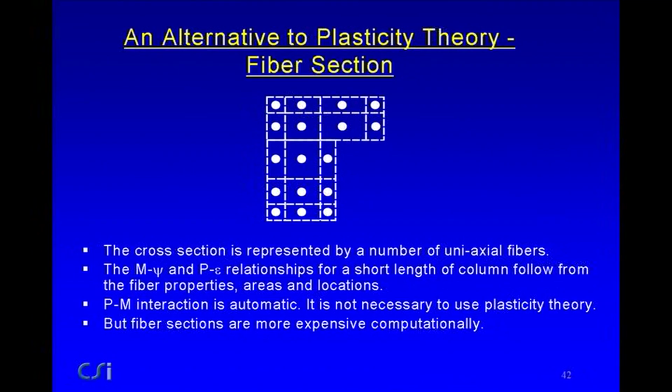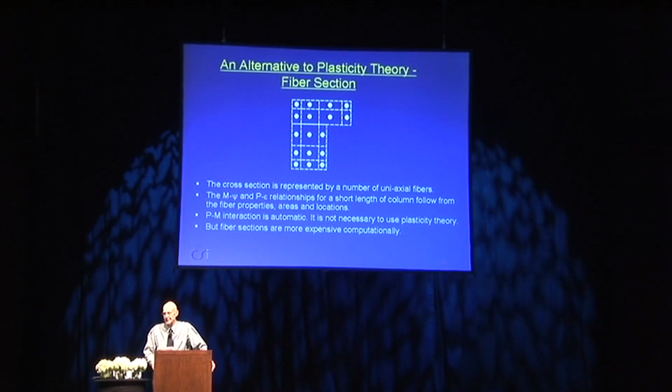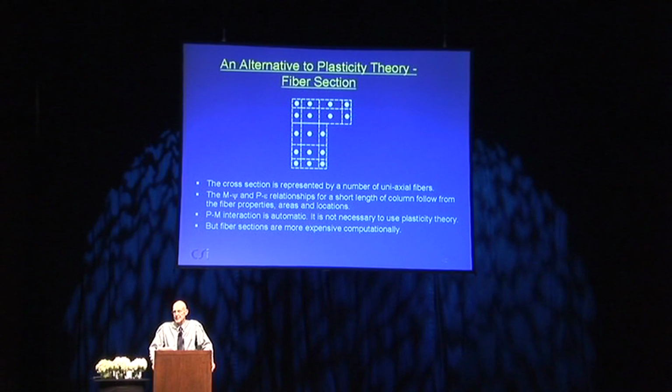An alternative plasticity theory is a fiber section. I've already talked about fiber sections a little for beams. The advantage of a fiber section in a column is that PM interaction is taken account of through the behavior of the fibers. You don't have to use plasticity theory. Another advantage is that since it doesn't use plasticity theory, it also applies for a concrete column as well as a steel column, because it does model the cracking correctly.